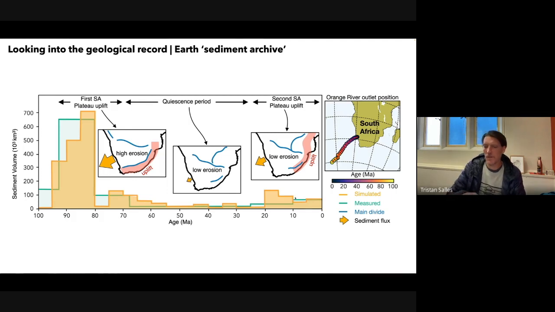Even for the measured one, people are arguing about this pulse and how much sediment volume was actually deposited over the last 20 million years. So even when we say measured, it's interpreted based on the data that you have today. So there is no definite answer.